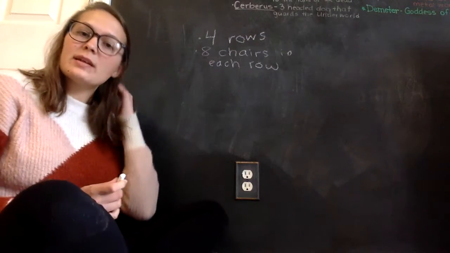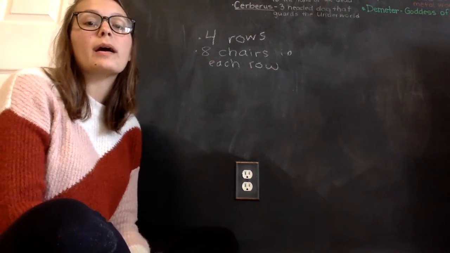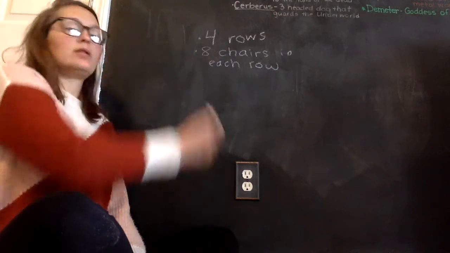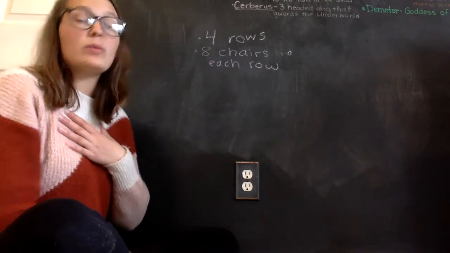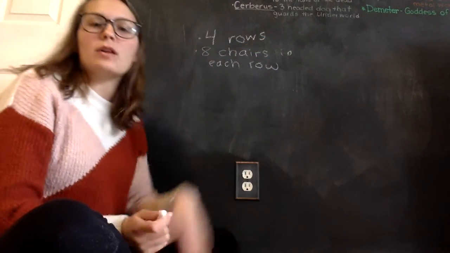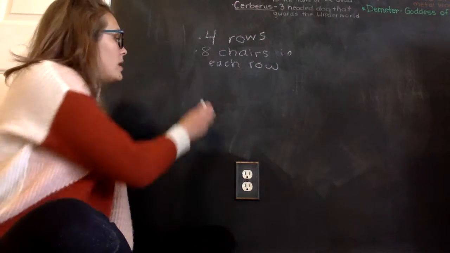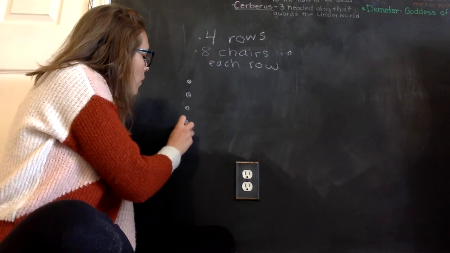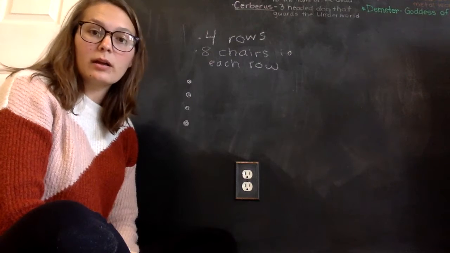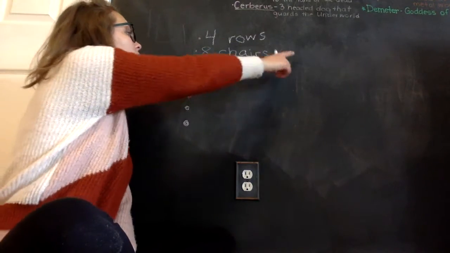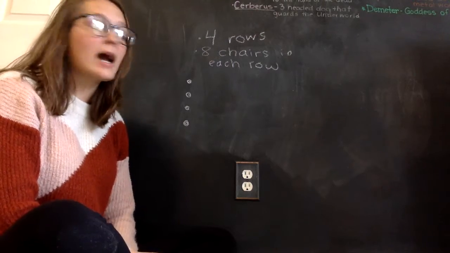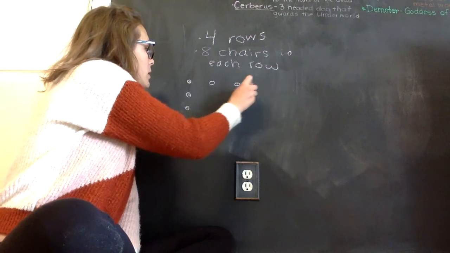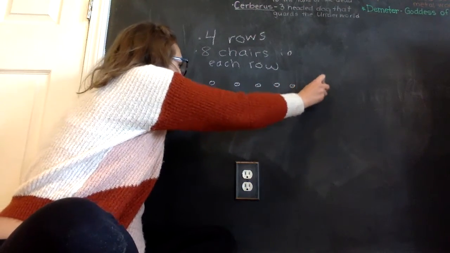The next part of this is to either draw an array or a picture. You can choose whichever one works better for you. If you want to draw the picture of the chairs, you can. I'm going to draw an array because the word rows always makes me think of an array. And I know that there are 4 rows from this information. So here's 1, 2, 3, 4 rows. However, we need to look at our other piece of information, that there are 8 chairs in each row. So I'm going to have to make sure each row has 8 chairs.